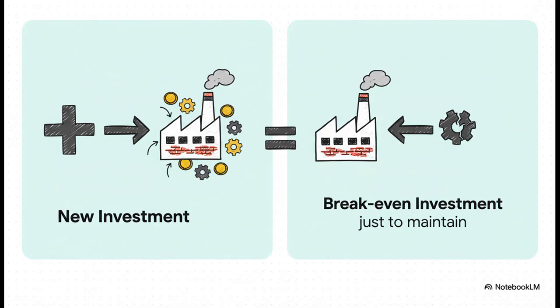So this sets up a kind of balancing act, right? On one side of the scale, you have all the new investment that's adding more capital. But on the other side, you have something called break-even investment. That's the amount you have to invest just to stay in the same place.